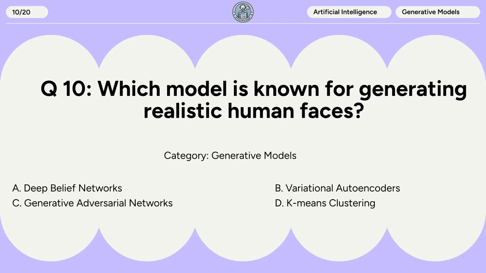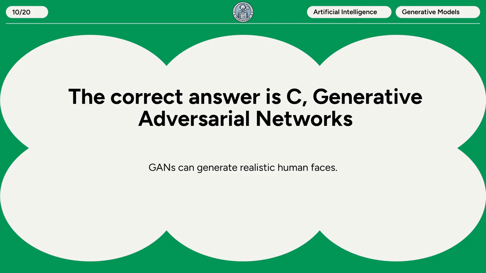Question 10. Which model is known for generating realistic human faces? A. Deep belief networks. B. Variational autoencoders. C. Generative adversarial networks. D. K-means clustering. The correct answer is C. Generative adversarial networks. GANs can generate realistic human faces.